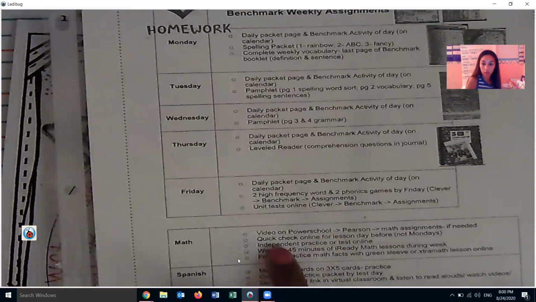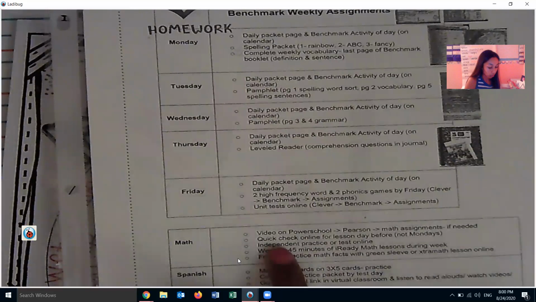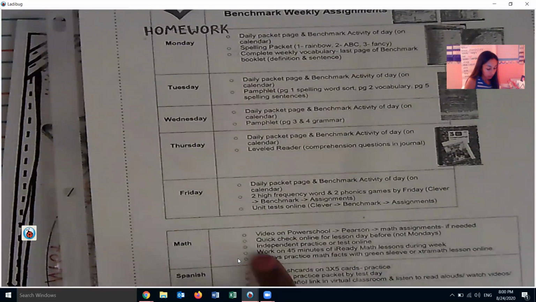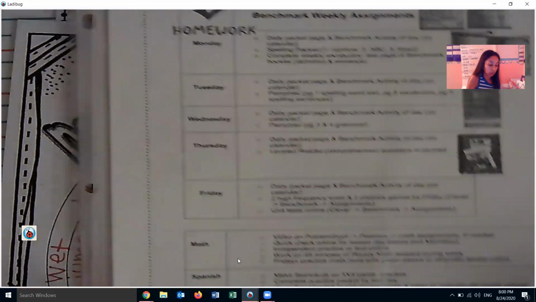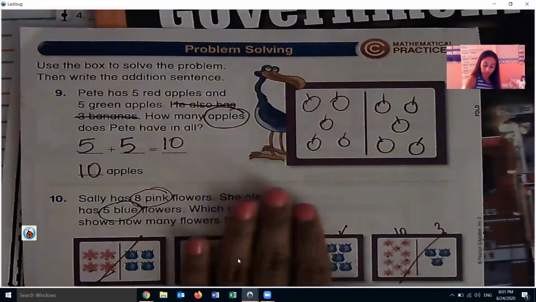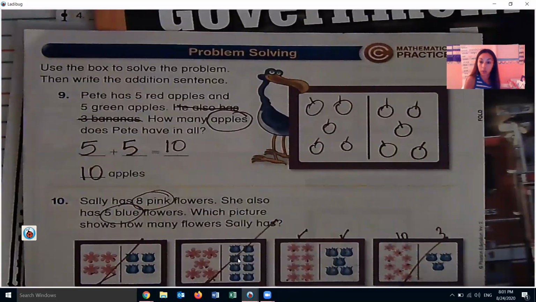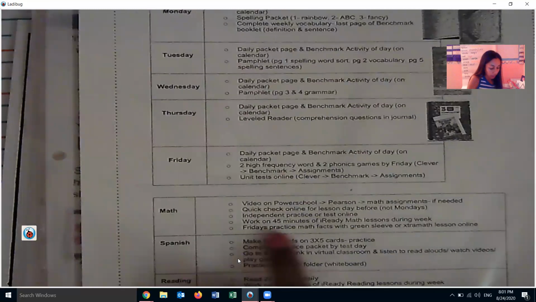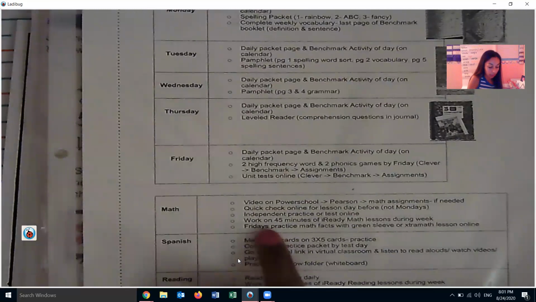Not Monday, so tomorrow this will start. You'll do quick check online for the lesson of the day before, and then the independent practice or test online. We don't have tests today, so we just did the independent practice, which was this inside piece that was blank and the problem solving part that was blank on the back side. So basically the parts we did not do together is your independent practice. And then working on iReady math lessons during the week.